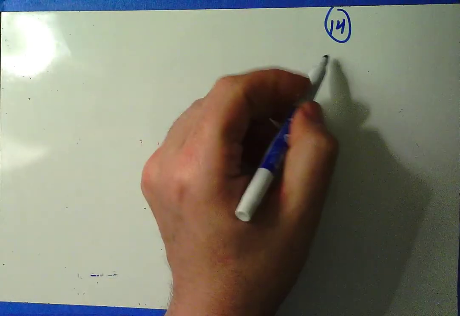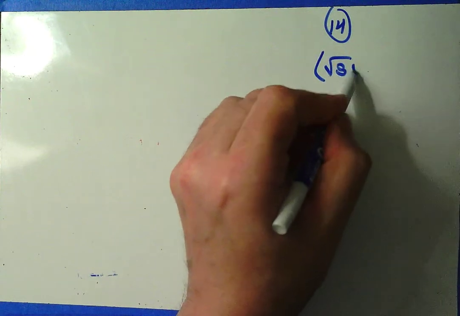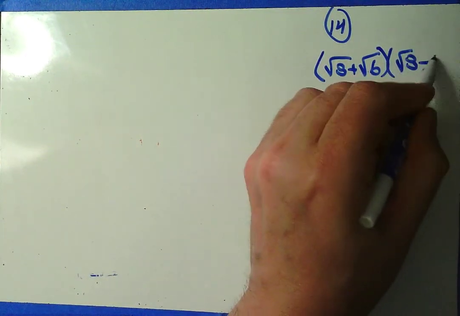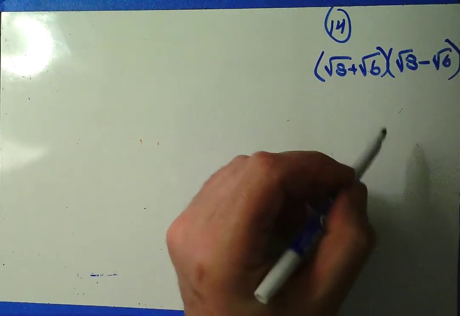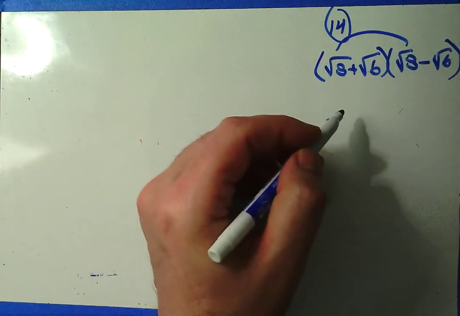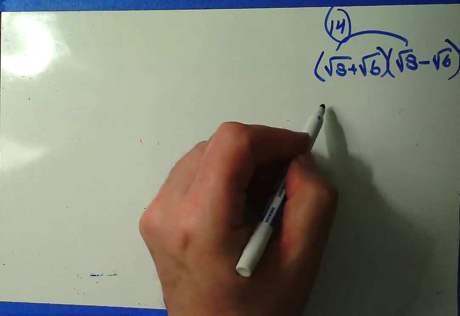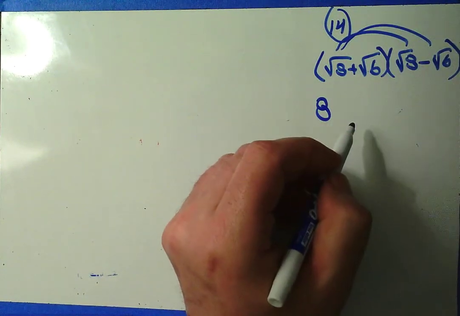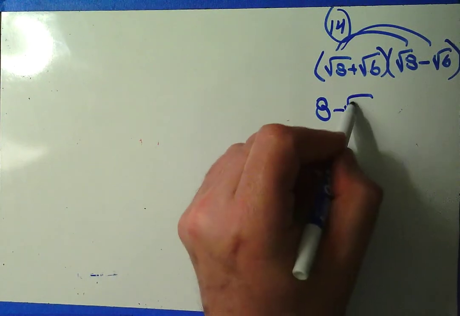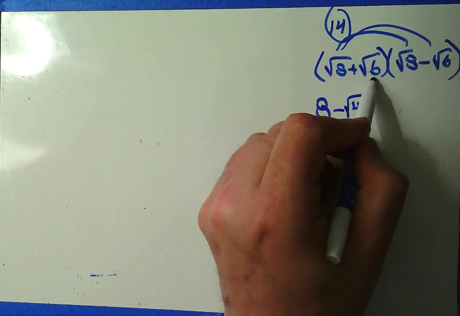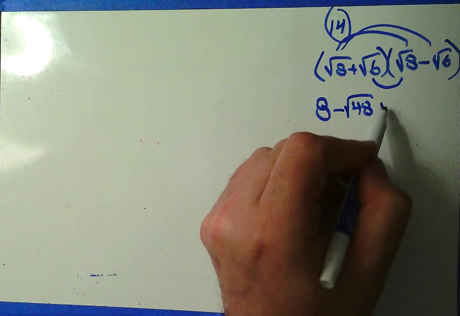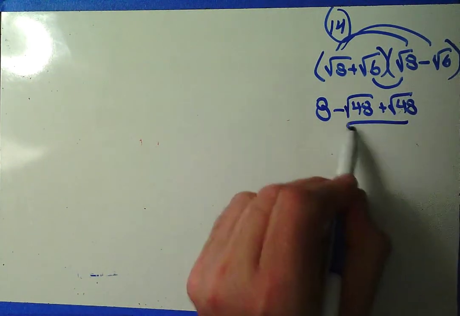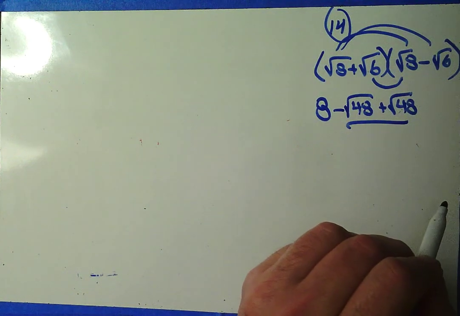14. What is the product of square root of 8 plus square root of 6 and square root of 8 minus square root of 6? Well, square root of 8 times square root of 8 is square root of 64, which is 8. And square root of 8 times negative square root of 6 is negative square root of 48. And then we have a positive square root of 6 times a positive square root of 8, which is positive root 48. Notice that these middle terms are going to cancel.